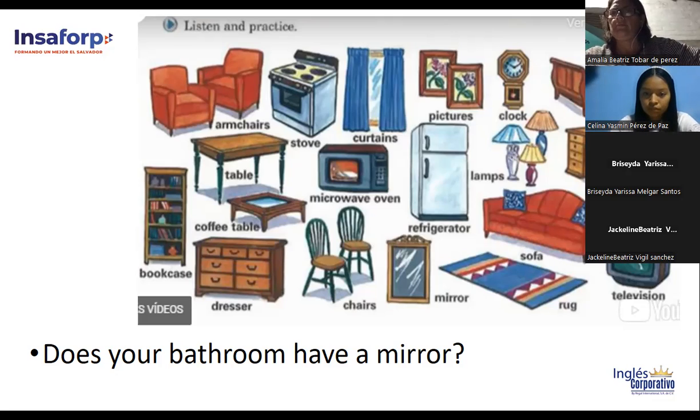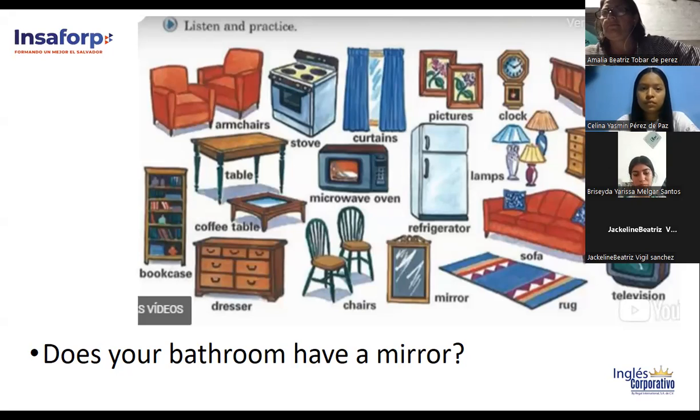Okay, everybody, please participate in the chat. Write a question. Does your kitchen have a coffee maker? Yes, it does. Does your house have some rocks? No. Does your house have a basement? No, it doesn't. Does your house have a coffee table? No, it doesn't. Okay. Does your bedroom have a rug? No, it doesn't. Does your bedroom have lamps? Yes. My bedroom has two lamps. Does your house have a desk? Yes, it does.